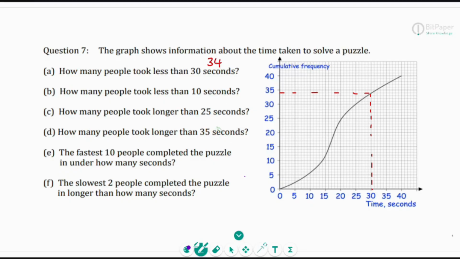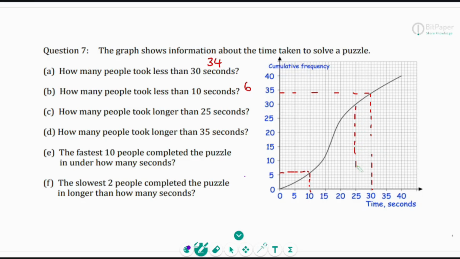How many people took less than 10 seconds? So again, don't forget you've got to remember this is a less than chart. So this is 10 seconds. So it'll be 6.